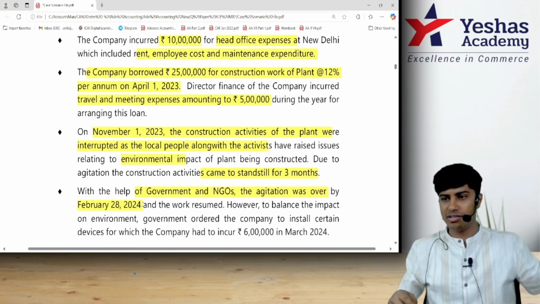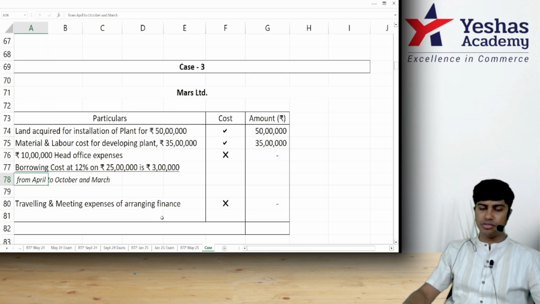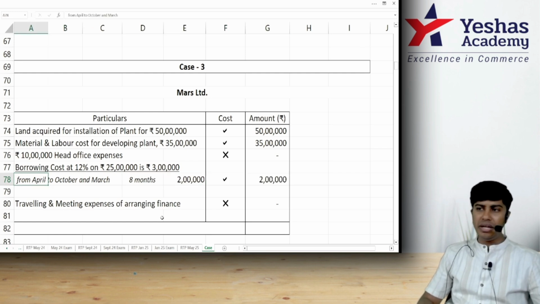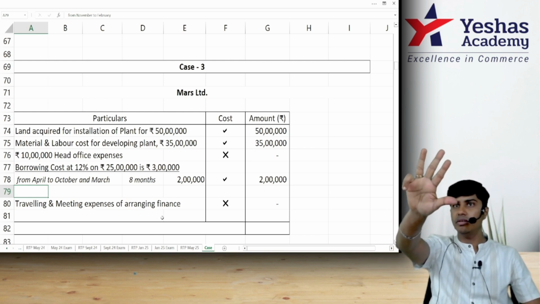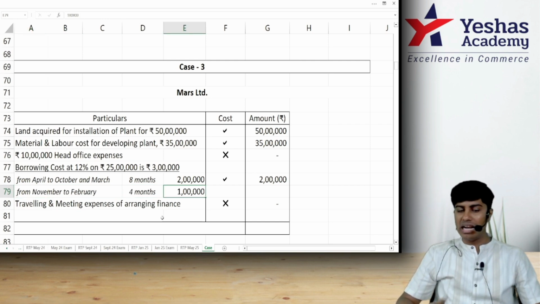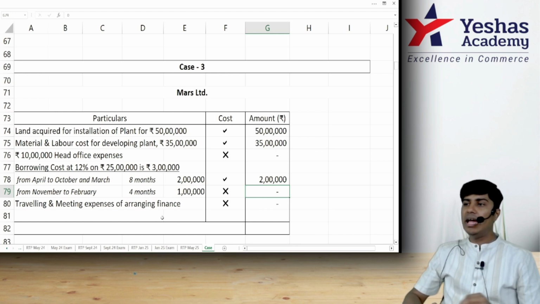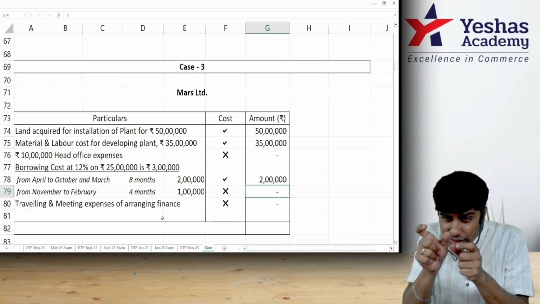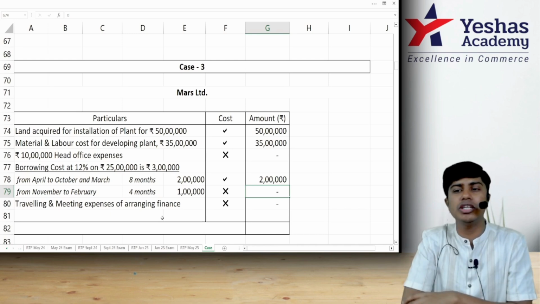Then March, capitalized. Understood? So can I say from April to October and March, that is 3 lakh rupees interest into 8 months divided by 12, 2 lakhs will be capitalized, and interest pertaining to the months of November, December, January, February, 4 months, that is 1 lakh, which is 3 lakh into 4 by 12, will be charged to P&L. Borrowing cost can be capitalized to the cost of a qualifying asset if it is incurred during the construction period, not before, not after, not during the active development being stopped.